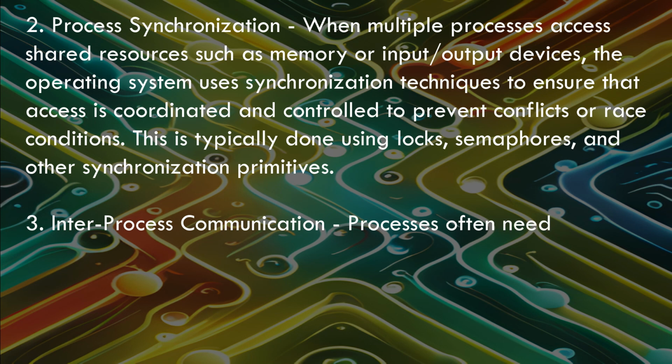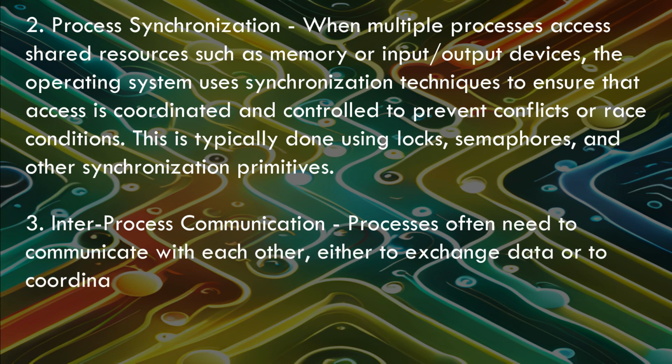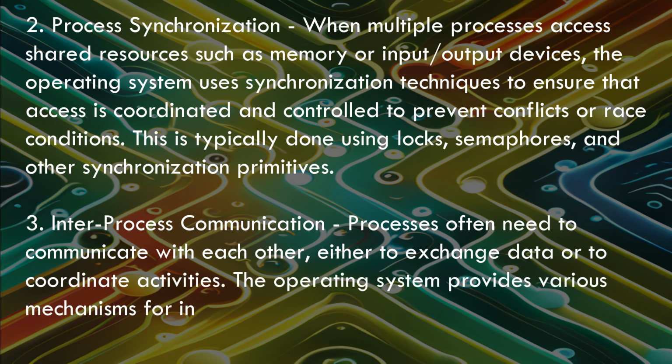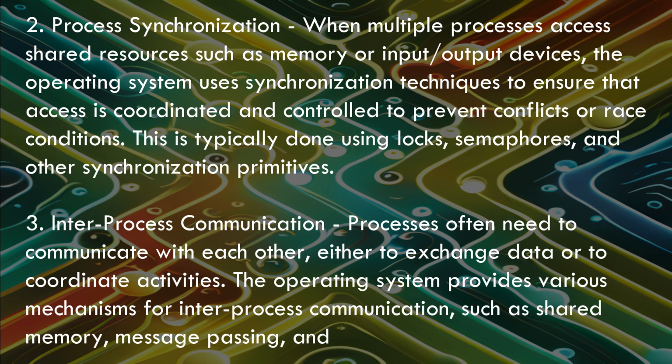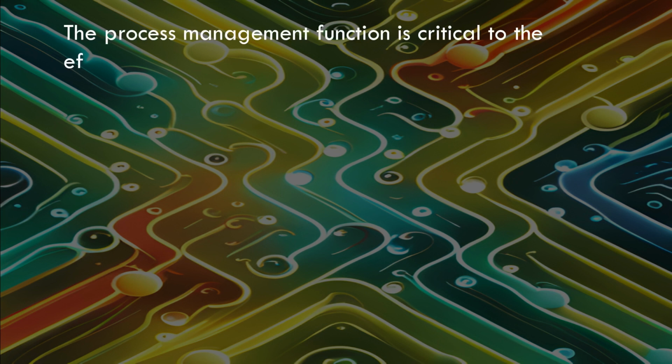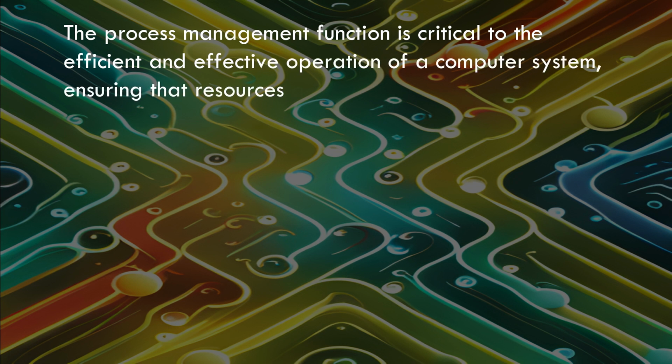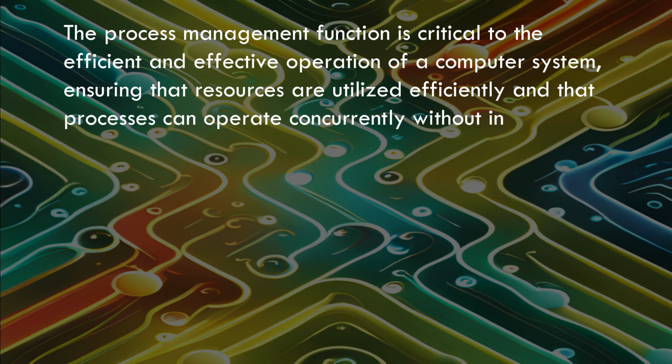3. Inter-process communication. Processes often need to communicate with each other, either to exchange data or to coordinate activities. The operating system provides various mechanisms for inter-process communication, such as shared memory, message passing, and pipes. The process management function is critical to the efficient and effective operation of a computer system, ensuring that resources are utilized efficiently and that processes can operate concurrently without interfering with each other.